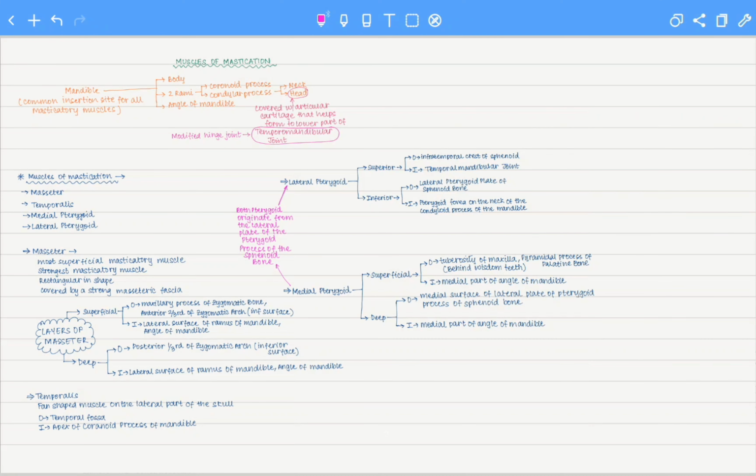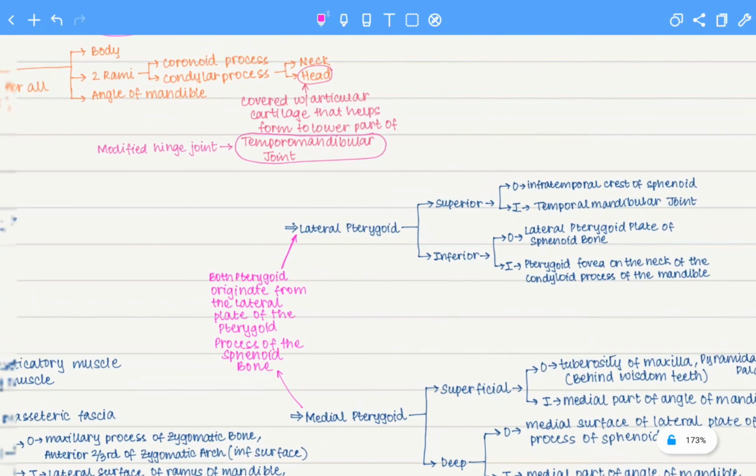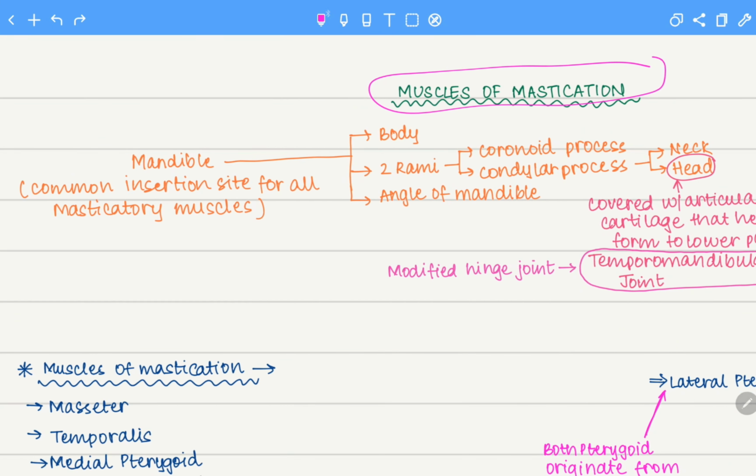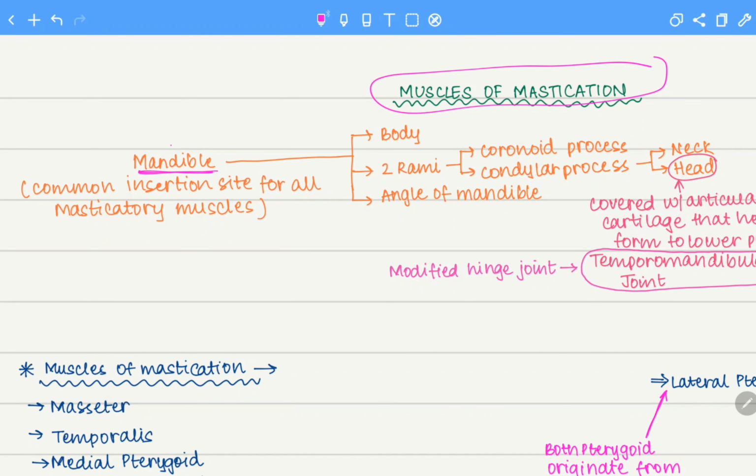Hello everybody, in this video we are going to understand the muscles of mastication. But before moving on to the muscles of mastication, I would like to give a brief overview of the mandible. Mandible is also known as the lower jaw. It's a common insertion site for all the masticatory muscles. So all these muscles associated with mastication will insert on the mandible.